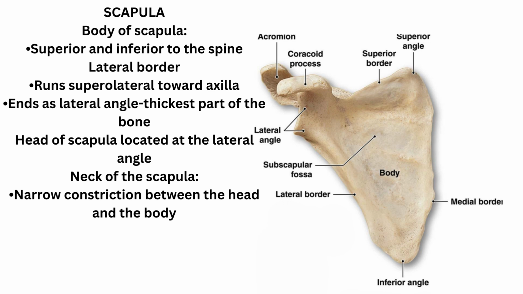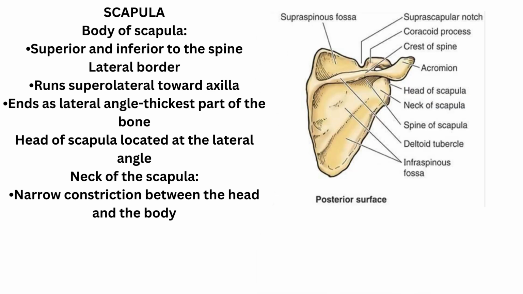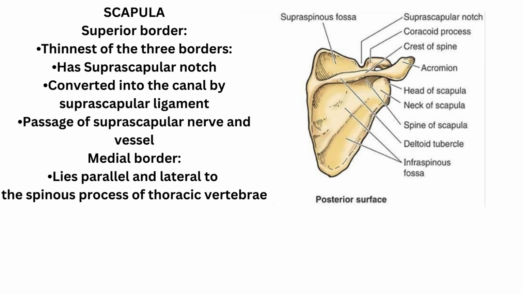The lateral border runs superolaterally from the inferior toward the apex of the axilla and ends as lateral angle of the scapula. This is the thickest part of the bone where head of scapula is located. The neck of the scapula is a shallow constriction between the head and body of the scapula. The superior border is the thinnest and shortest of the three borders, and it has a suprascapular notch at the junction of its medial 2/3 and lateral third. This notch is transformed into suprascapular canal by suprascapular ligament for the passage of suprascapular nerve and vessels.